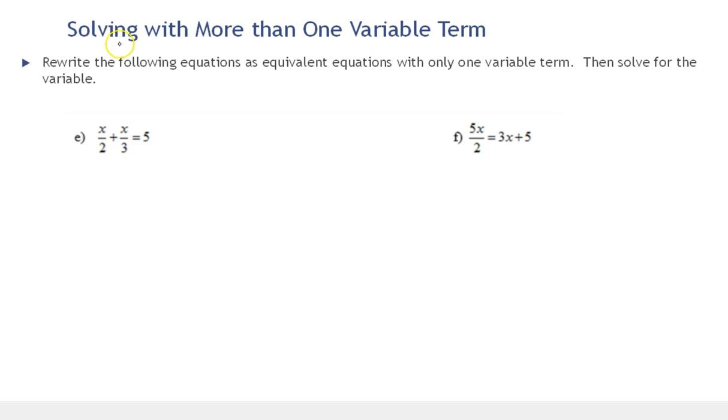In this last problem, we're going to do two more types of questions with solving with more than one variable term. Notice these expressions have more than one variable term. We're also seeing some fractions. So let's see how we can deal with this situation.